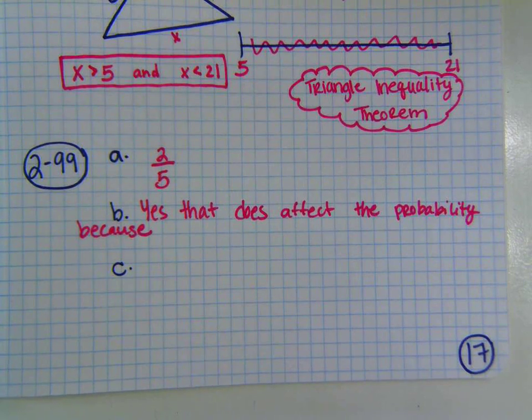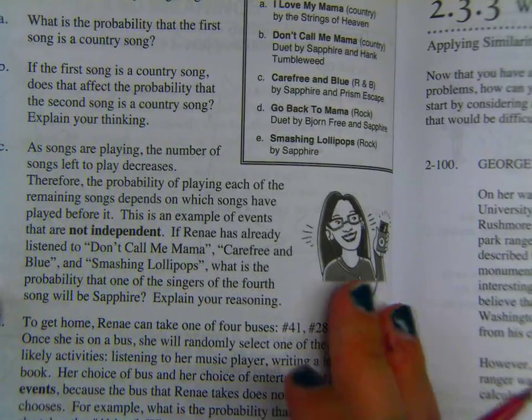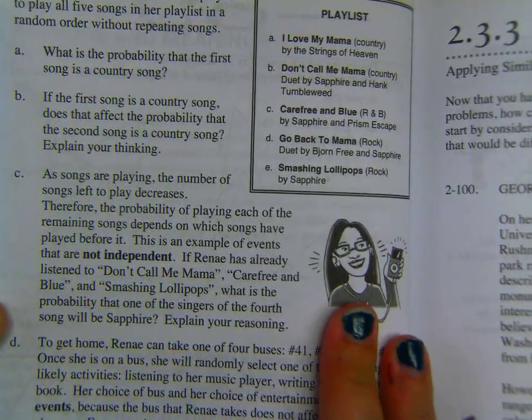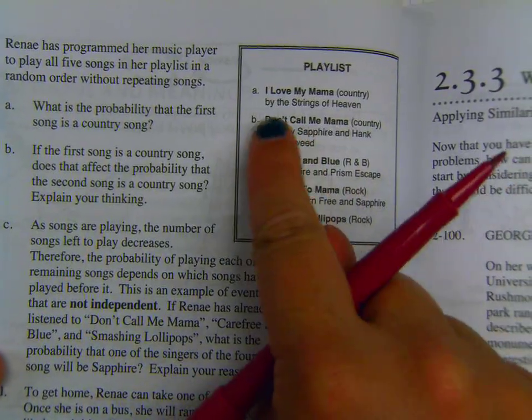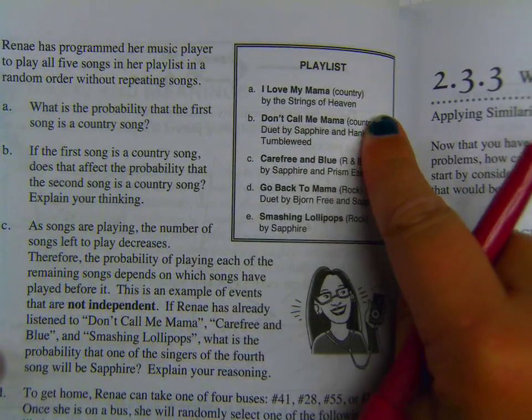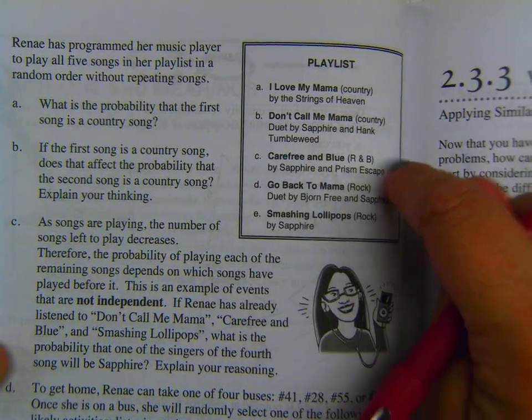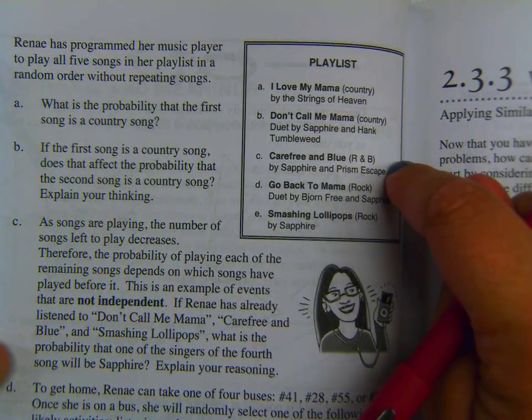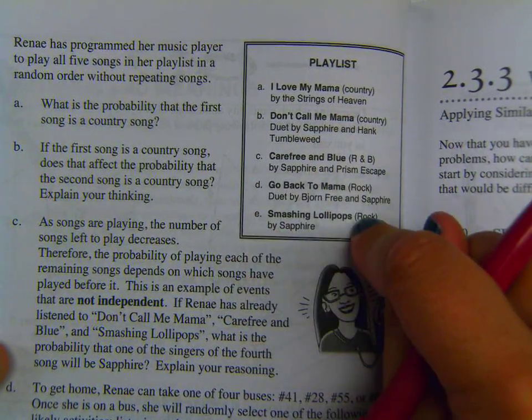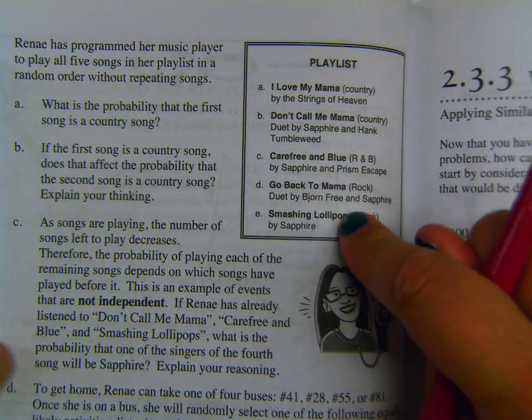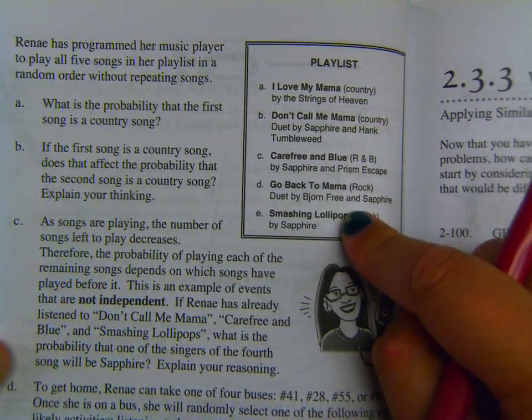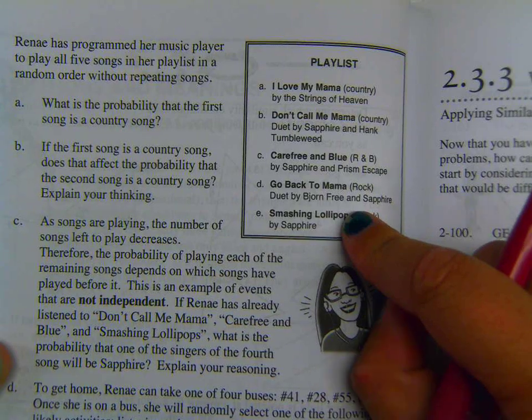Okay, so that was a lot of stuff. But let's go through this all one at a time. So, Don't Call Me Mama has already been played, so that one's gone. Carefree and Blue, that one's gone. And then Smashing Lollipops, that one's gone. Okay, so 1, 2, 3 are gone. What is the probability that one of the singers of the 4th song will be Sapphire?